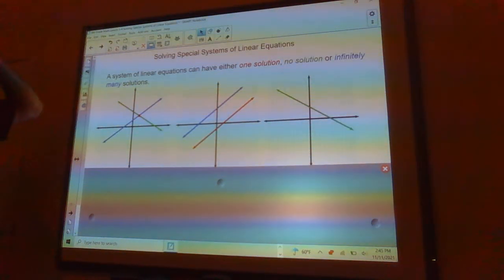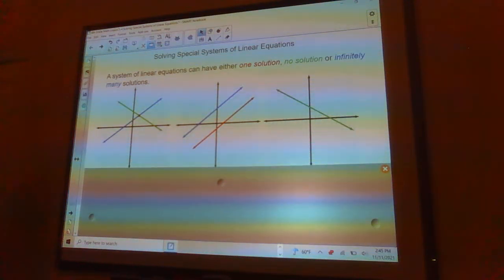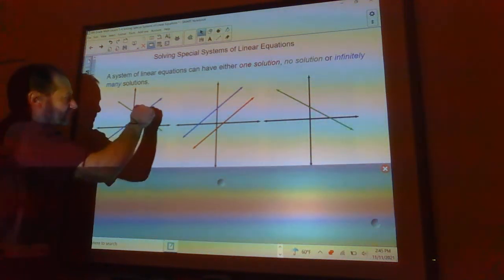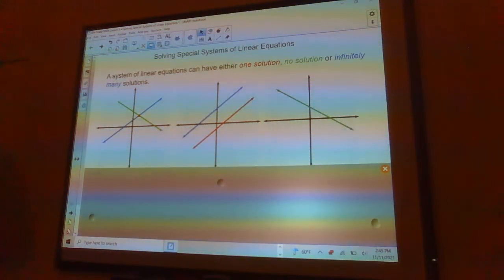You can have the two lines intersect like this, and bam, there's the answer. So it has one solution. Now, it cannot have more than one solution because if these are straight lines, there's no way this one can curve back and cross over the line again. So you don't have to worry about a second solution once you get the first one.